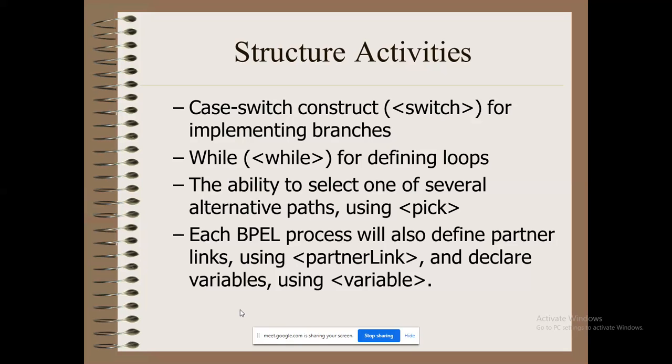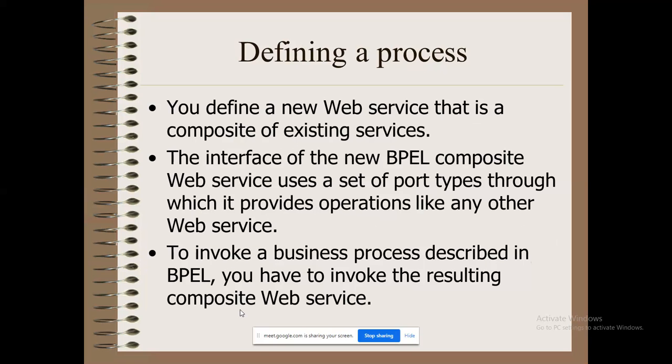Alternatively, for a switch case construct, you have an alternative called pick. That will help us. Apart from that, if we have any hyperlink, it is mentioned using partner link. When I'm going to use any variable, I have to use the variable tag. So these things are available for that. So how to define a process?